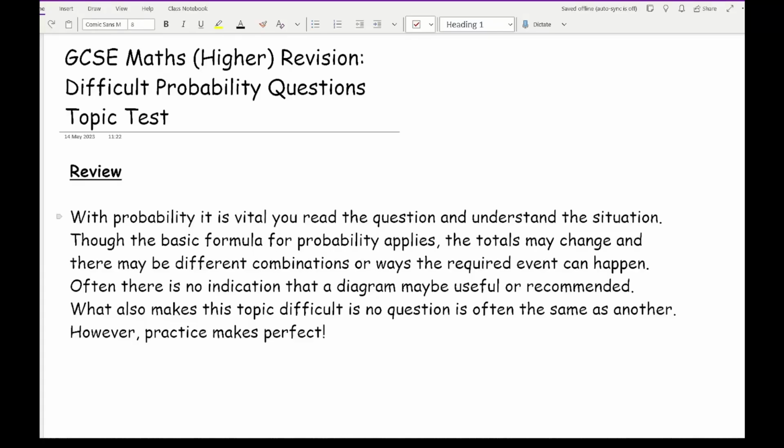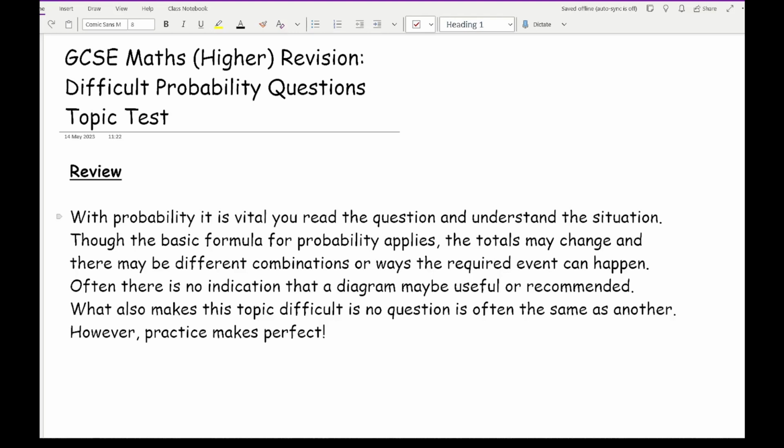Now before we get started working through what was deemed to be difficult probability GCSE maths questions, let's just have a quick overview of what it is that we actually need to focus on. Now with probability, it is vital that you read the question and you understand the situation. I cannot emphasize that enough.